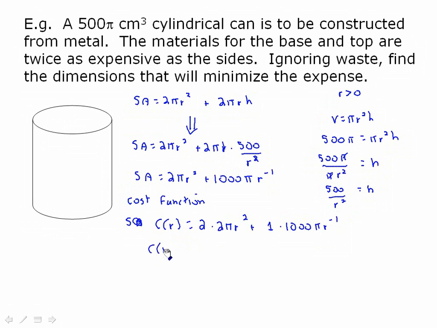So the cost function could be simplified then as 4 pi R squared plus 1,000 pi R to the negative 1. So when you differentiate it, C prime at R, you will get 8 pi R minus 1,000 pi R to the negative 2. So I'll bring up a new screen, but I will find the critical numbers. The critical numbers will occur where that's equal to 0. Once again, R being equal to 0 is not going to be an issue. That's outside the domain.